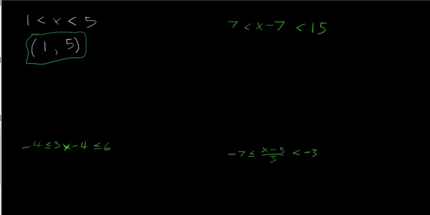So here we have 7 is less than x minus 7 is less than 15. We want to isolate that x. We want to trap it in the middle. So to do that, we're just going to add 7 to all three pieces. We're basically just solving two problems at the same time. So that's going to give us 14 is less than x is less than 22.